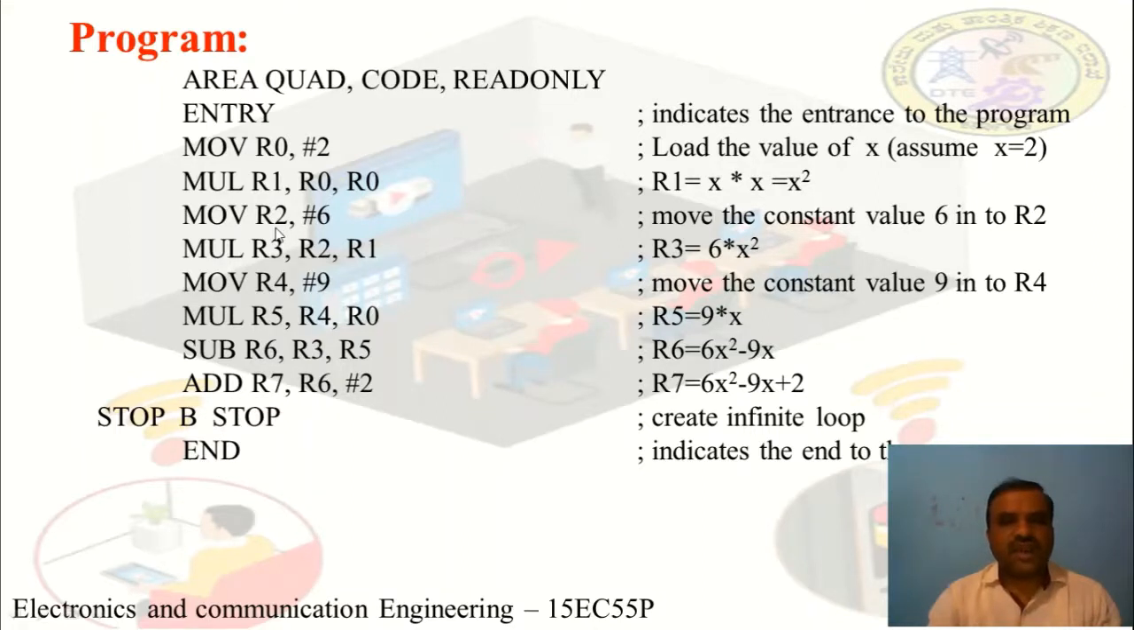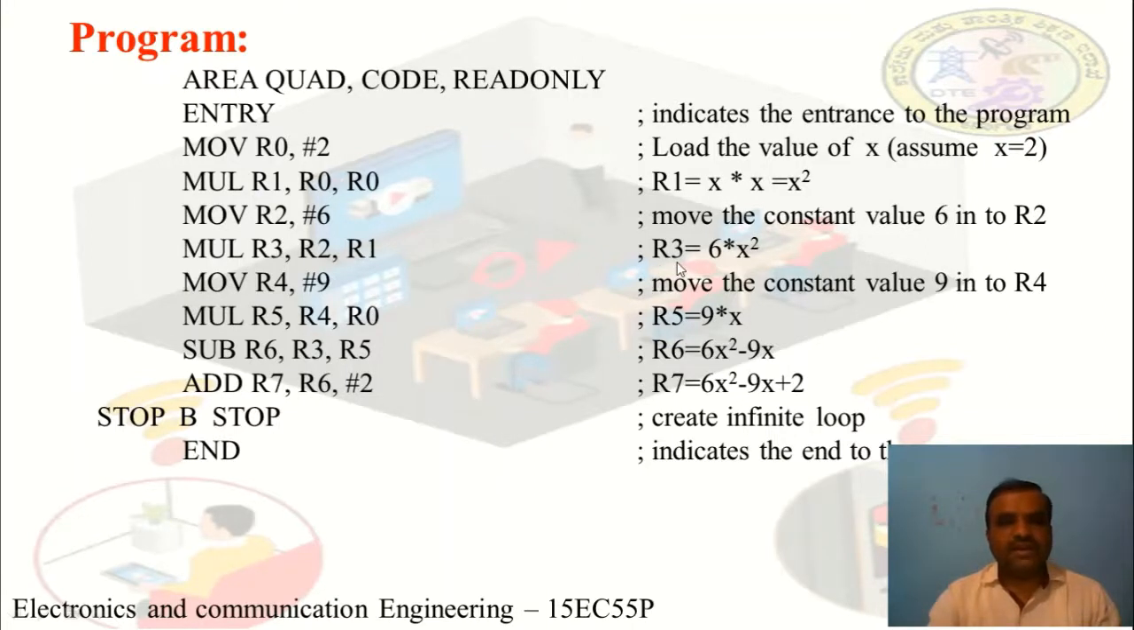Next I have to calculate 6x square. Now the 6 is present in R2, x square is present in R1. So for getting 6x square we are going to multiply R2 and R1. For that purpose I have used MUL R3, R2, R1. Here the content of R2, that is 6, is multiplied with the content of R1, that is x square. Now it becomes 6x square, and 6x square is stored in R3 register.